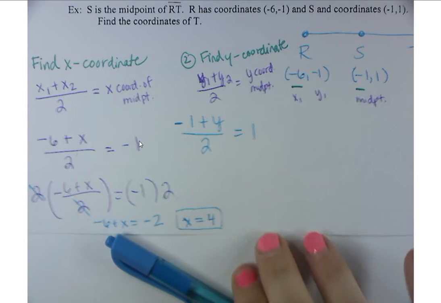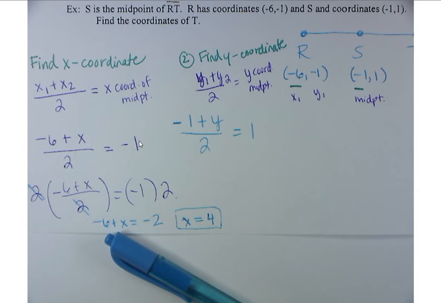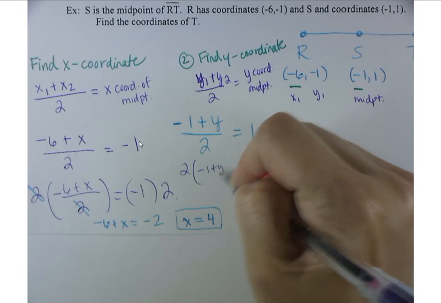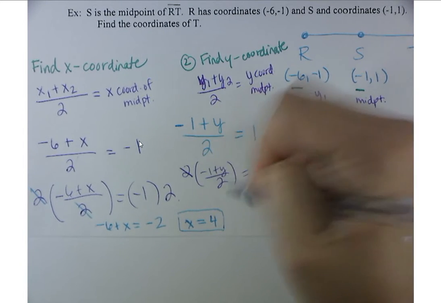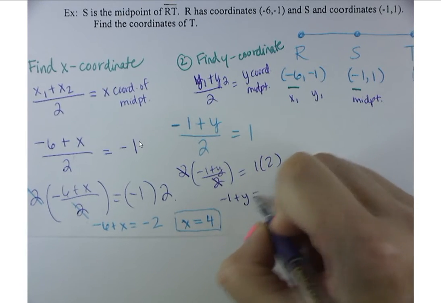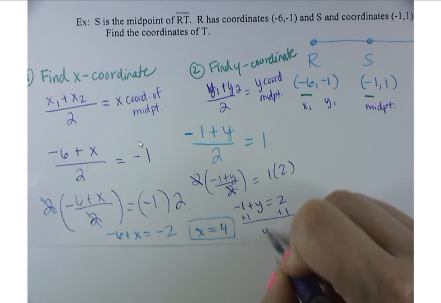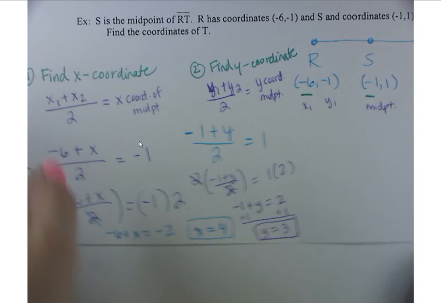All right? Tony, what's your first step when you're solving? To multiply. By? 2. Yep. Okay, so again, the 2 and the 2 are going to divide to make 1. You'll have -1 plus y equals 2. So then when you add the 1 to both sides, you'll get y equals 3. Now let's go ahead and let's check that.